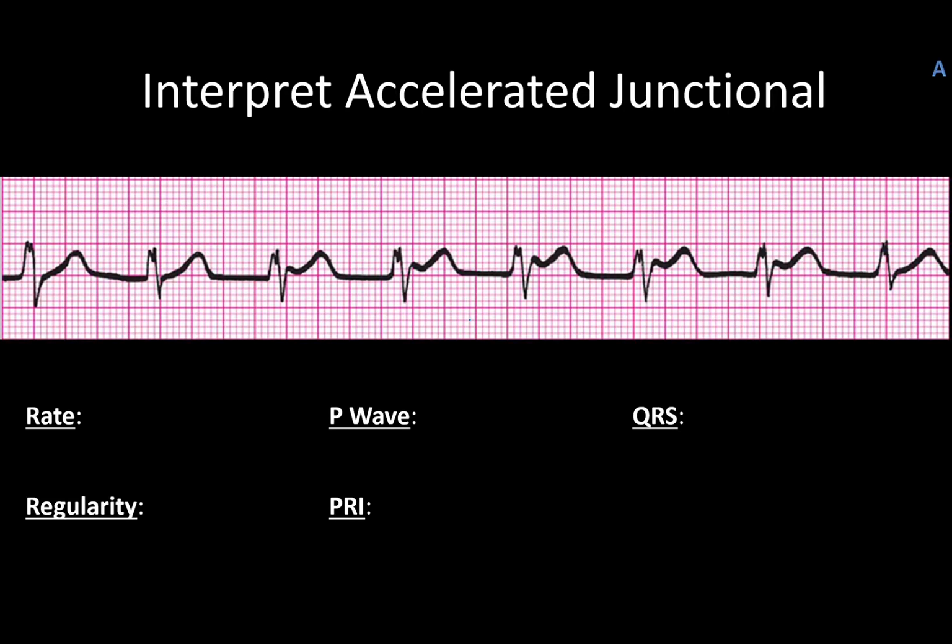Apologies for that long pause, a bit of technical difficulty. So let's continue on with our accelerated junctional. This is a 6-second strip. We're going to go ahead and mark these out. And 8 times 10. We are regular. We have no pattern. We have no ectopics.